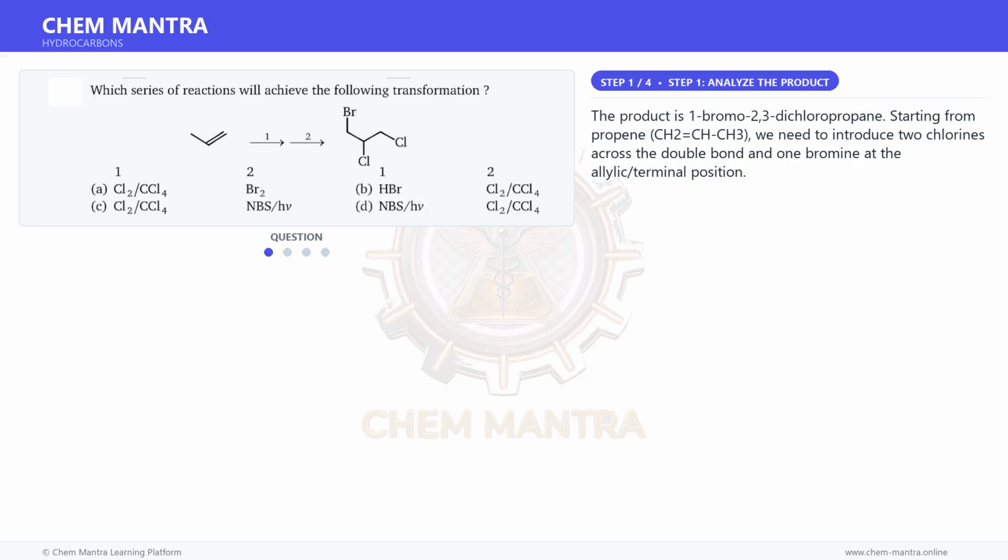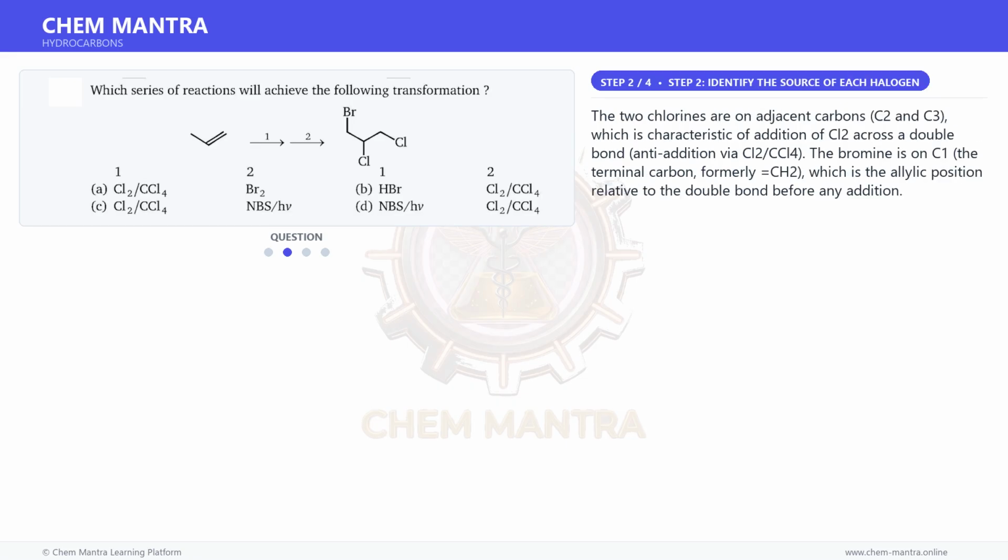1-bromo-2,3-dichloropropane. Starting from propene, CH2=CH-CH3, we need to introduce 2 chlorines across the double bond and 1 bromine at the allylic terminal position. Moving on to the next step.